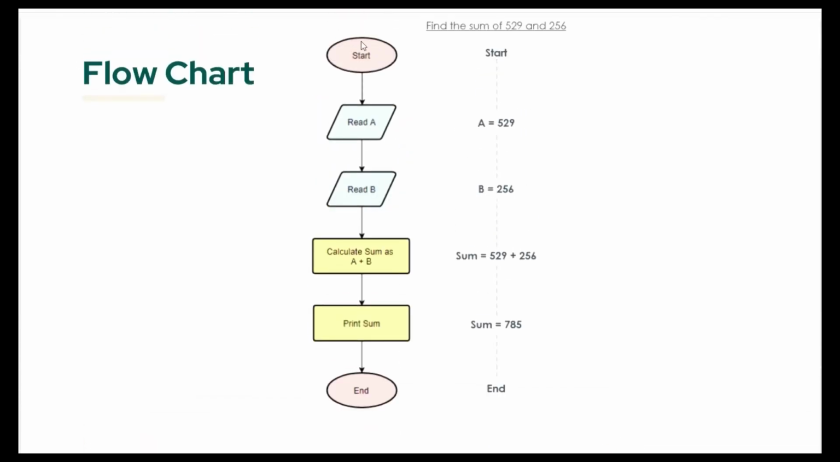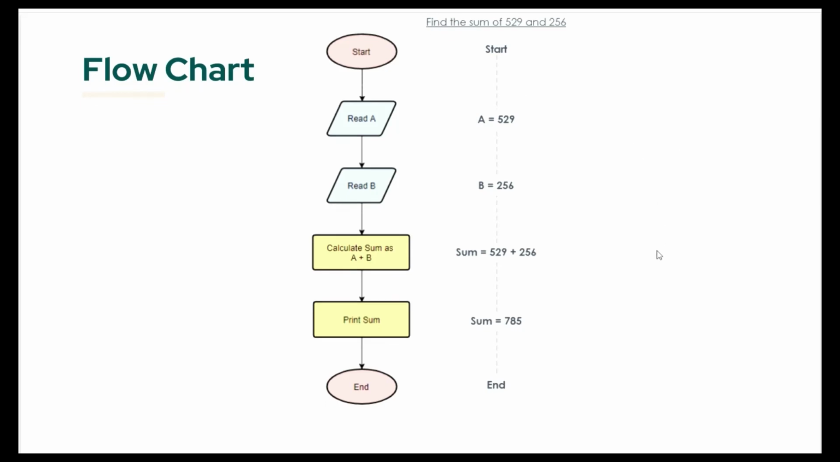For example, we have different types of symbols in a flowchart. We have the oval, the parallelograms, the arrows, and the rectangle. Each symbol may display a certain type of data. We're going to discuss that in our next lesson.